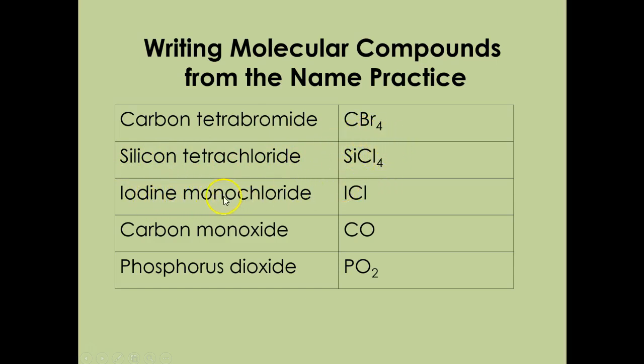Iodine monochloride, no prefix here, and so it's just 1 prefix of mono there, so there is 1 there, ICl. Carbon monoxide, we've talked about already, CO. Phosphorus dioxide, no prefix, so it's 1 phosphorus. Di is 2 oxygens, PO2.